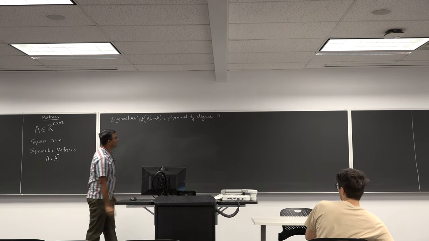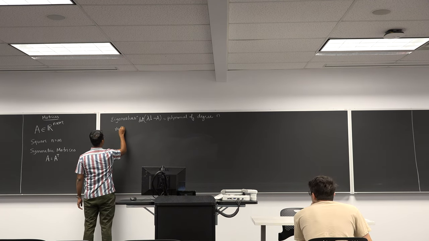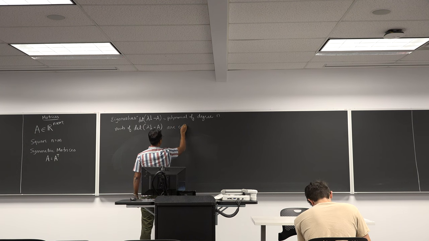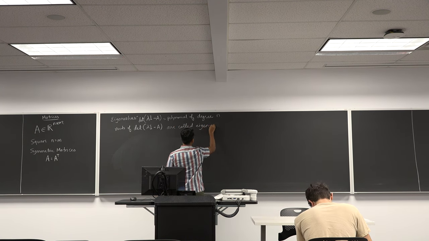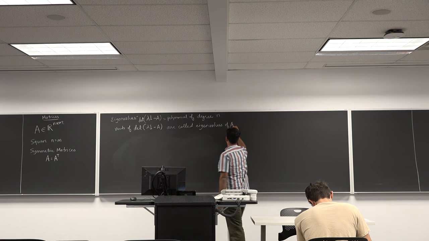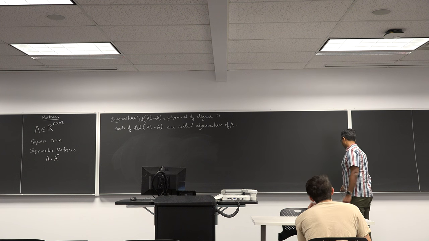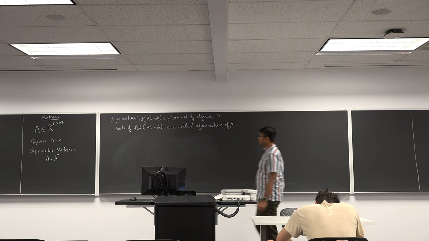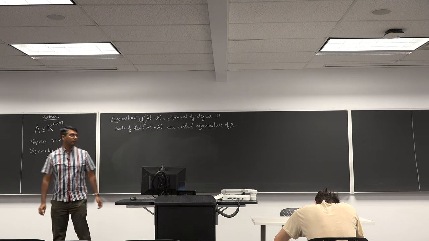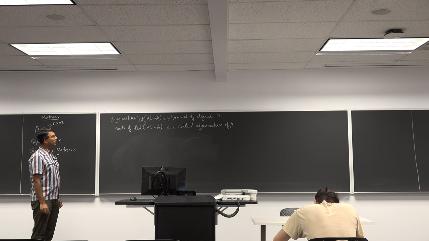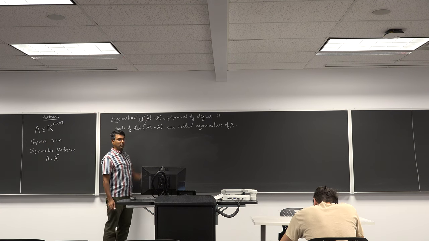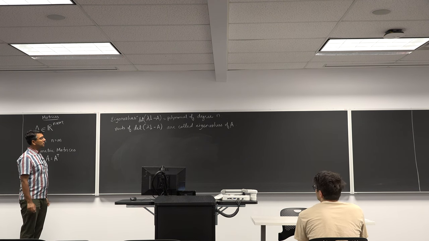You can solve this polynomial of degree n to get the roots. The roots of the determinant of lambda I minus A are called eigenvalues of A. Okay. So we get a polynomial of degree n and we find out what the roots of this polynomial are. Some of those roots could be complex numbers for a general square matrix A. So there are possibilities where eigenvalues of A could be complex numbers.